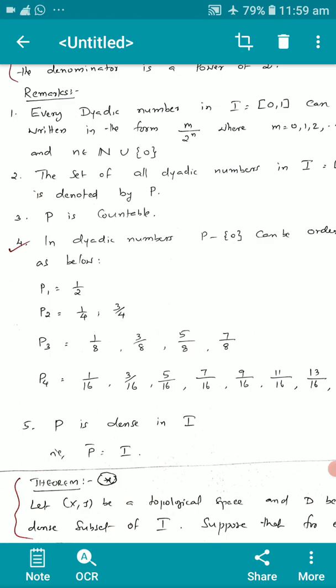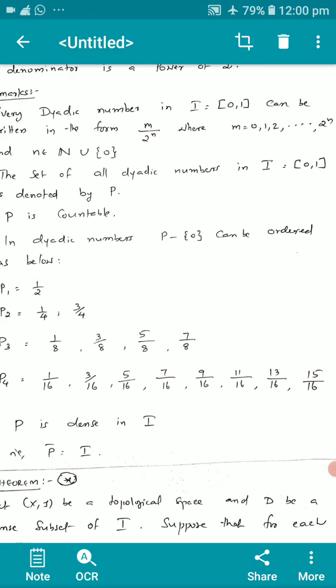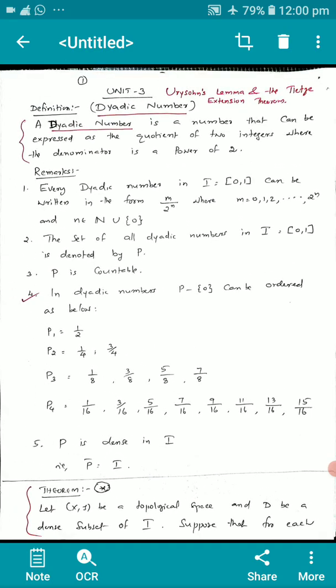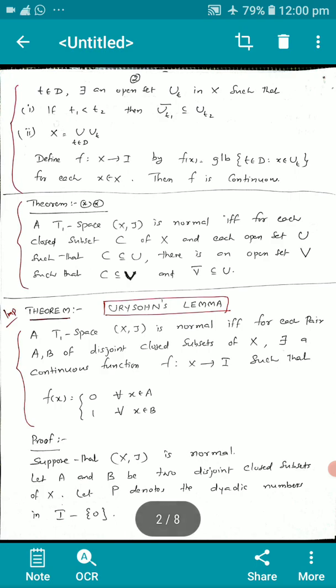We can discuss a theorem, whose statement is given here, which is essential for proving Urysohn's lemma. I am not giving the proof of it, only the statement. The statement is: let X be a topological space and let D be a dense subset of I. Suppose that for each t in D, there exists an open set U_t in X such that, first, if t1 is less than t2, then the closure of U_t1 is a subset of or equal to U_t2. Second, X is the union of the U_t for t in D. Define f from X to I by f(x) equal to the greatest lower bound, GLB, of the t in D such that x is in U_t, for each x in X. Then f is continuous.